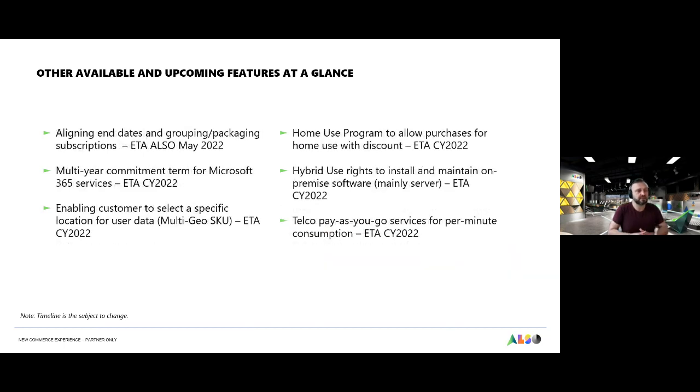Other features that are probably coming soon is the capability to align the expiration or end dates of subscriptions, to have subscriptions expiring at the same date. That's a very handy feature, especially for partners working with certain contracts or partners working with tenders. That's very important as well for some customers who, for budgeting purposes, want to have the same expiration date for all the subscriptions in CSP. So this feature has been released as well on March 10 by Microsoft.